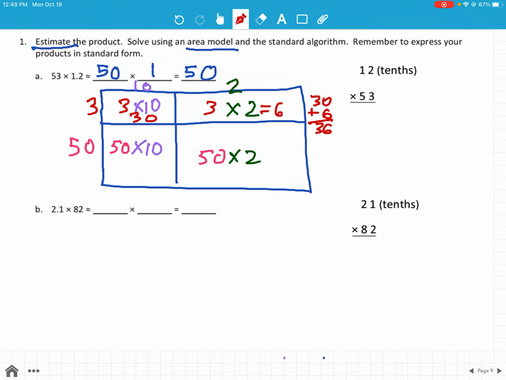Now, I want you to see in the algorithm that what we're doing is 3 times 2 is 6. Then we do 3 times 1 is 3, or 10 times 3 is 30. So we have 36.